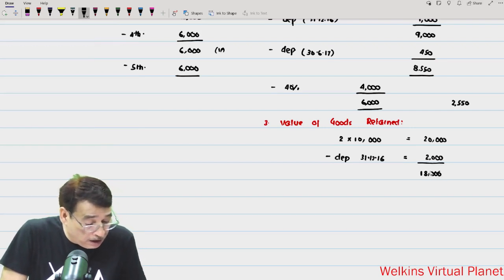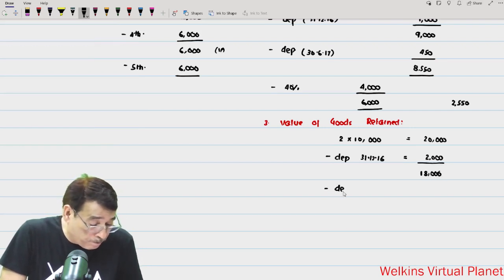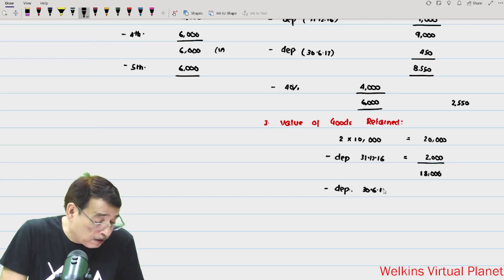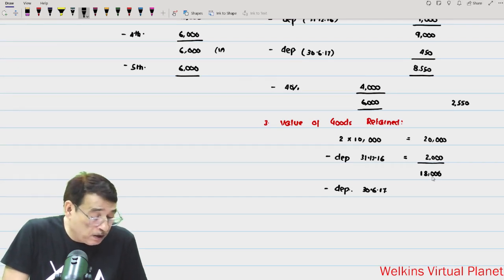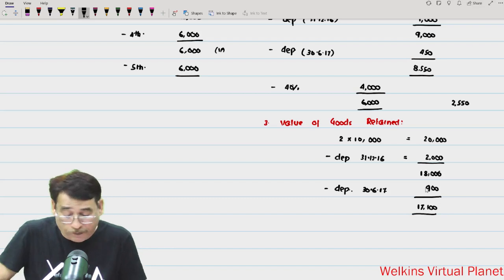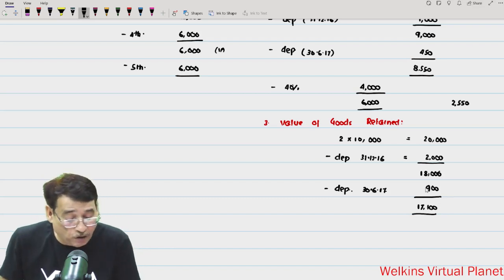18,000. Then he will charge depreciation from this particular date till 30th of June 2017. That means for 6 months. 18,000 into 10%, 1,800. For 6 months, it will be equal to 900. So 17,100 will become the balance of the items which are still with the buyer. Is it clear to you or not?